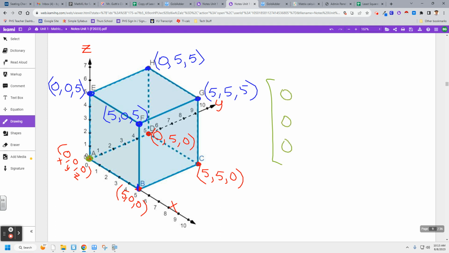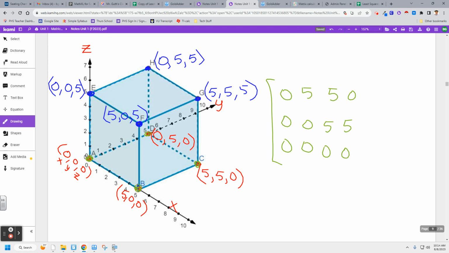Make sure you go down. 0, 0, 0. I'm going to try to go in some sort of order. 5, 0, 0. This one is 5, 5, 0. Am I going to run out of room? This one, 0, 5, 0.